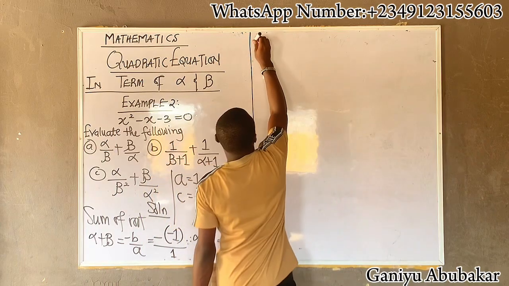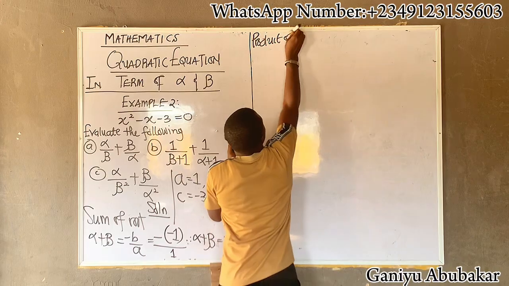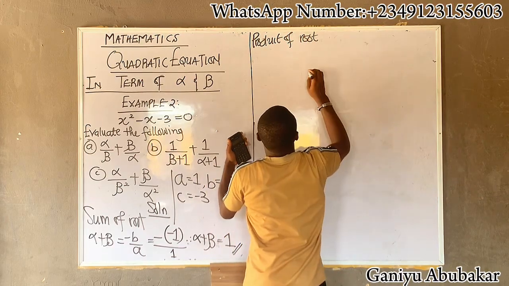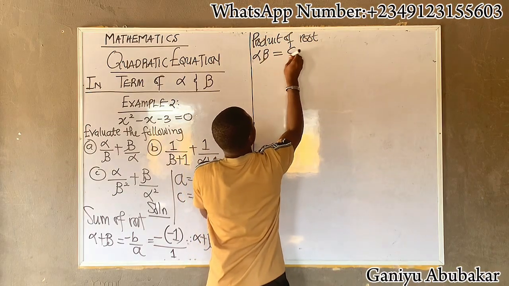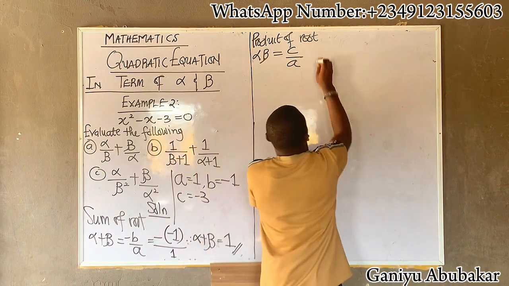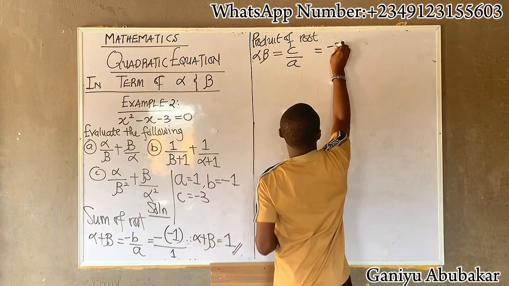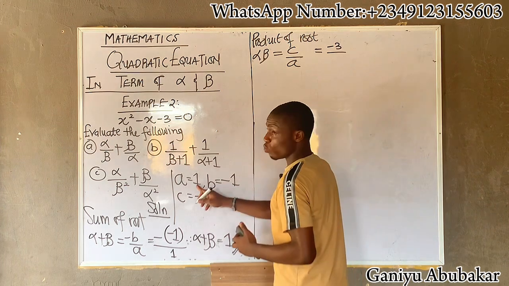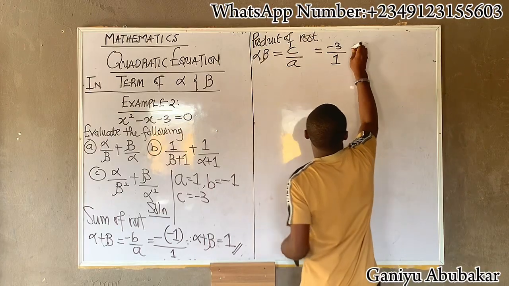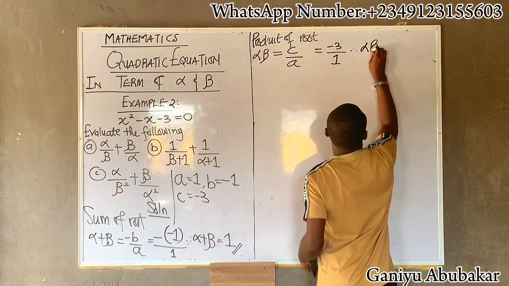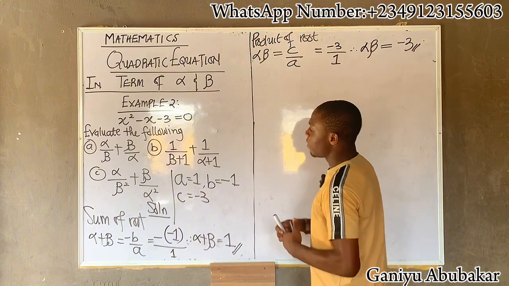Let's get the product of roots, that's alpha beta, which is equal to what? It says C over A. This is equal to, what's the C? C is minus 3. Minus 3 over, what's A? A is 1. So I have minus 3 over 1. So therefore I'm saying that alpha beta, which is the product of roots, is equal to minus 3. So our very first tasks are done.